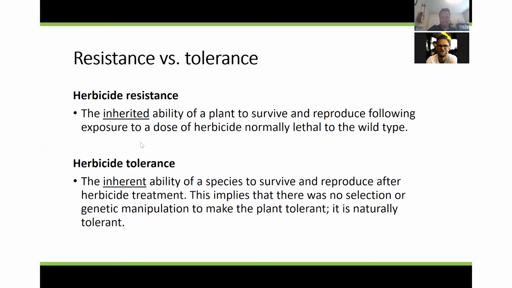So here we have the results of the poll showing 53% of farmers say that they have herbicide resistance on their farm. And we'll get to that in a second here.